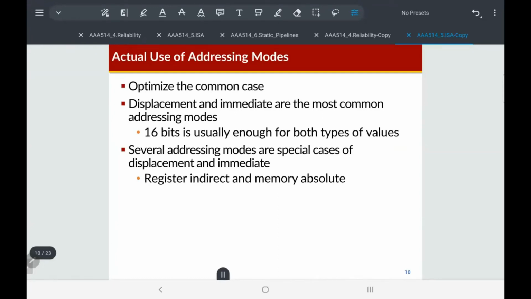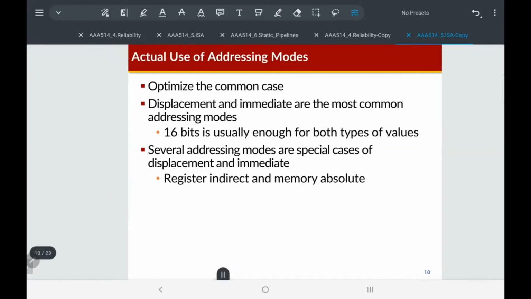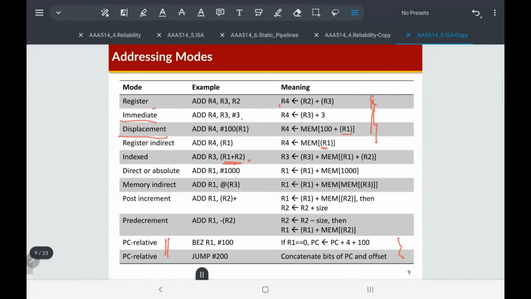So the important rule for computer architecture is the common case first, which means that we just optimize the common cases, the frequently used cases. That's why the RISC type ISA supports only a small number of addressing modes, and then these addressing modes can be implemented using multiple instructions.